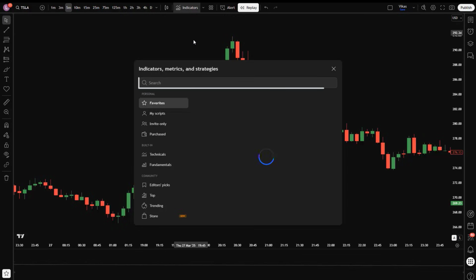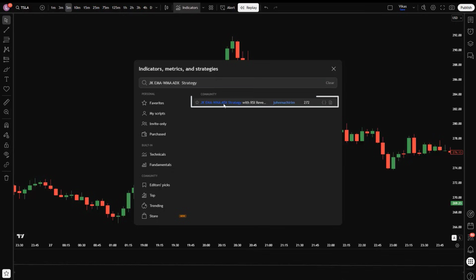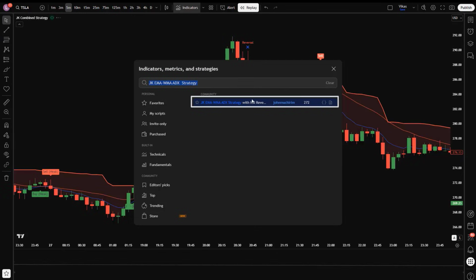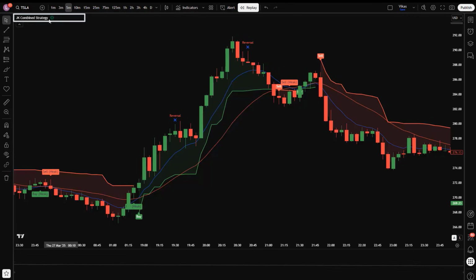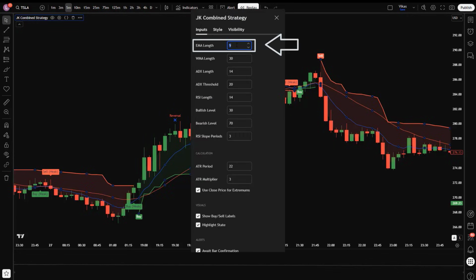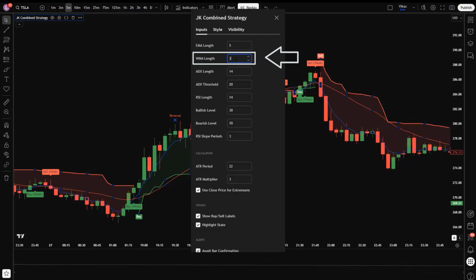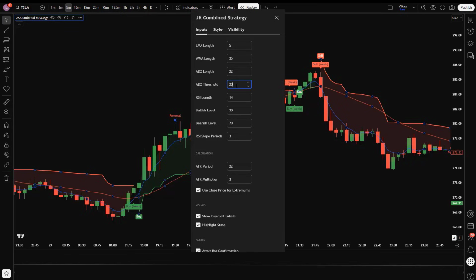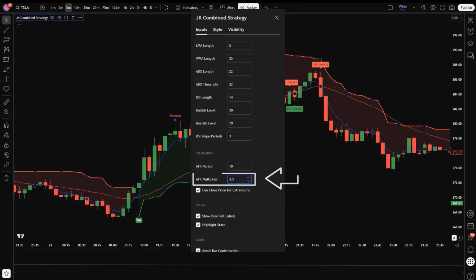Let us now understand the trading setup. First of all, we will search the ADX with RSI reversals indicator in the search box of Tradingview. After that, we have to click on the ADX with RSI reversals option, in which we have to change some settings. We have to change this EMA length option from 9 to 5. We have to change this WMA length option from 30 to 35. We have to change this ADX length option from 14 to 22. We have to change this ADX threshold option from 20 to 32. We have to change this ATR period option from 22 to 10. We have to change this ATR multiplier option from 3 to 3.5.